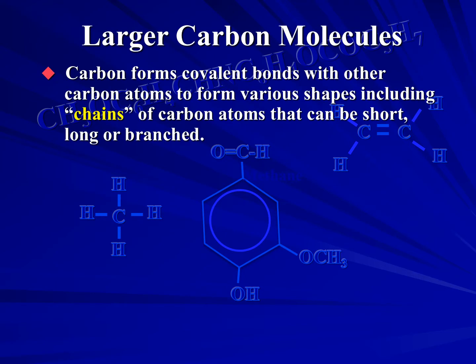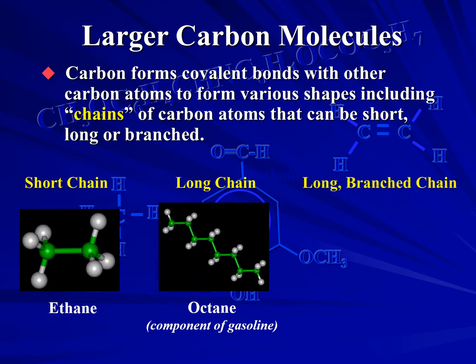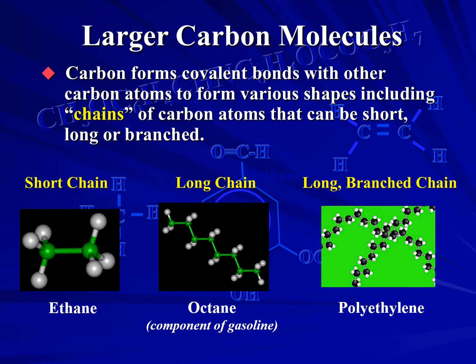Carbon can form covalent bonds with multiple carbon atoms to form various shapes including long strings called chains of carbon atoms. They can be short, long, or branched. Ethane has the shortest chain. Octane, the main component of gasoline, has 8 carbons in its chain. Polyethylene can have thousands of carbon atoms in its chains.